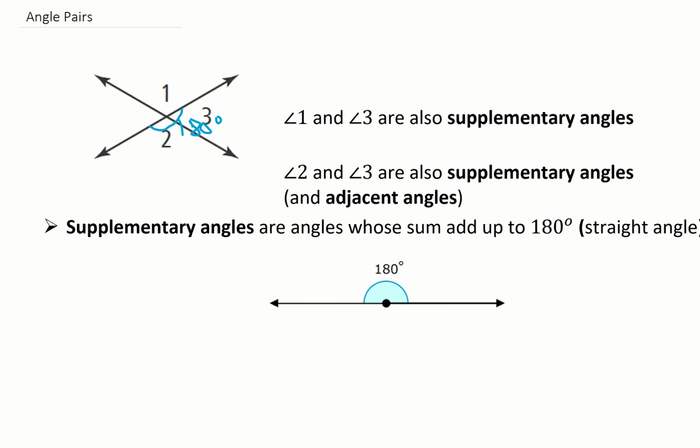Okay, so again, supplementary angles add up to 180. So for example, this line right here, this angle is known as a straight angle. So straight angles add up to 180 degrees. So if I had an angle that goes here, and this angle was, say, 30 degrees, well, then this other angle has to be 150, and those two have to add up to 180, okay?